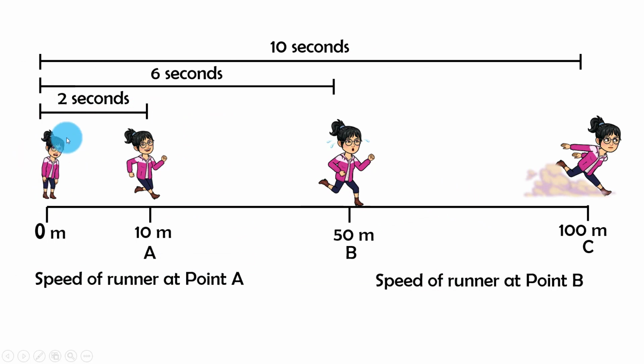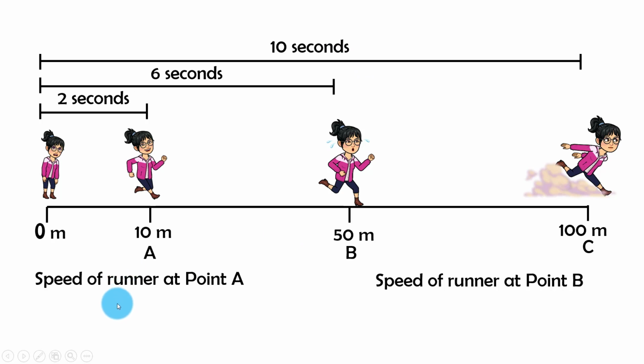A girl starts from 0 meter and moves until 100 meter. From here they show you the time taken. Move until 10 meter using 2 seconds. Until 50 meter they're using 6 seconds. Until 100 meter they're using 10 seconds. Okay, so from here they ask you the speed of the runner at point A.